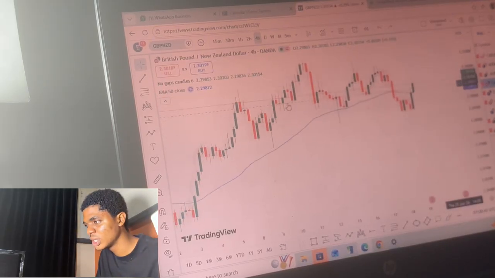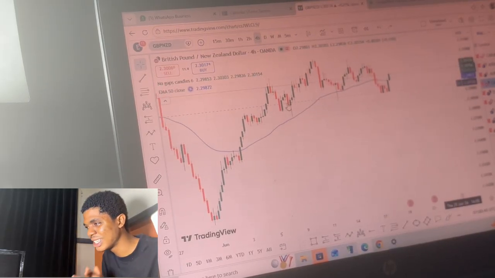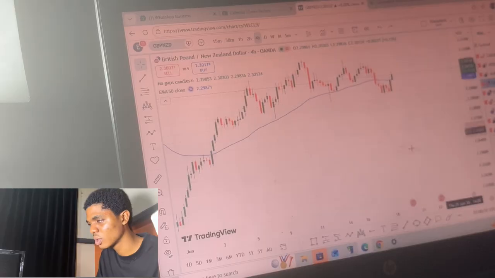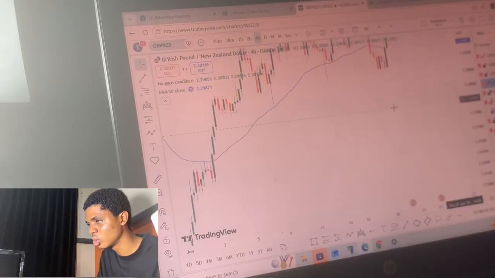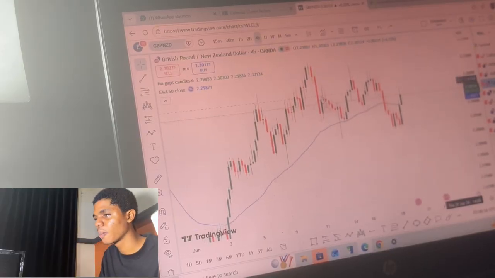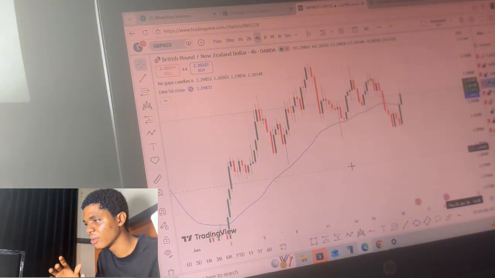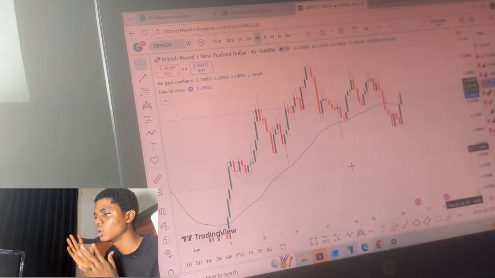On the 4 hours time frame, I want you guys to pause this video and tell me, is this market in a bullish move or in a bearish move? Let me zoom it out. All you guys need to do is to focus on this spot here. 1, 2, 3, 4, 5. So let's break it down.